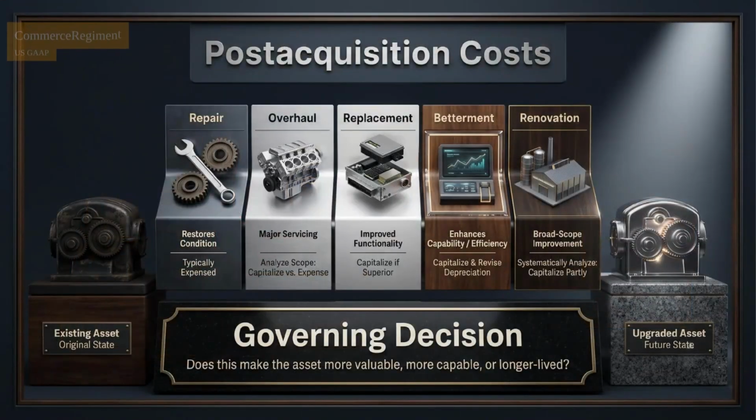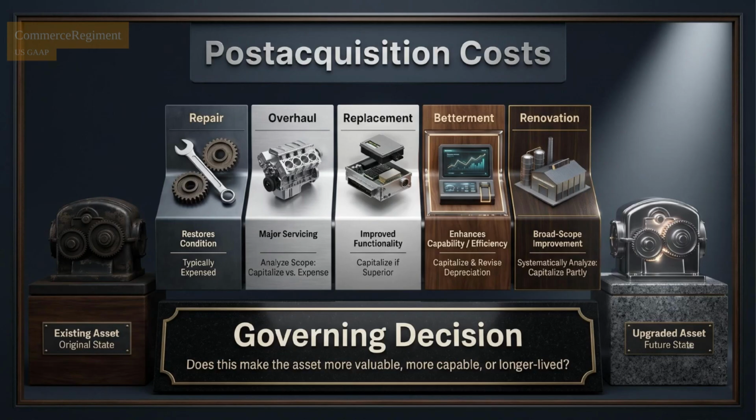After an asset is placed in service, spending continues. The label on the invoice does not decide the accounting. Repair, overhaul, replacement, betterment, and renovation are only words. The real question is whether the expenditure creates measurable future service potential beyond what the asset already provided.